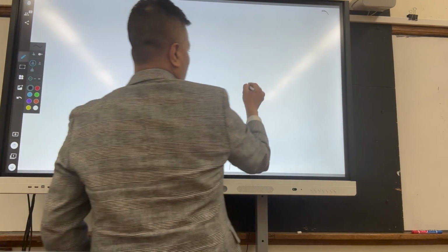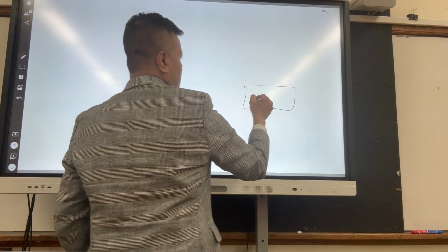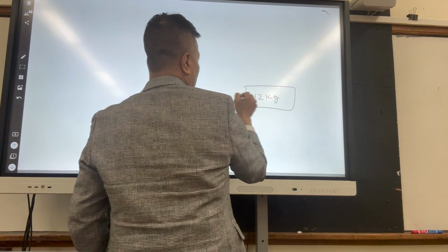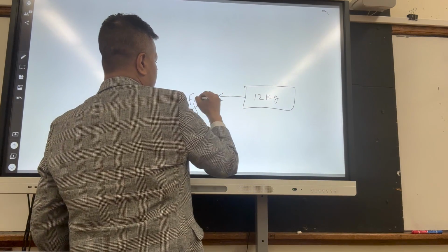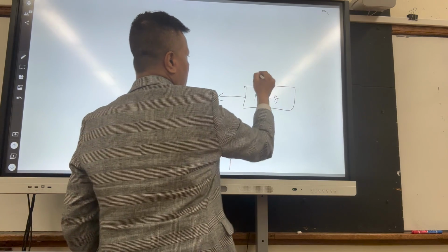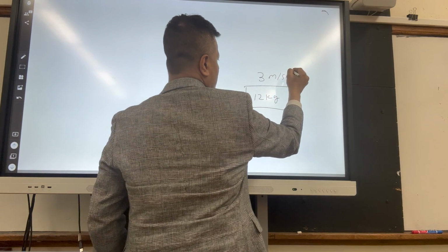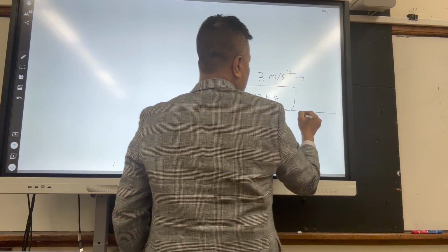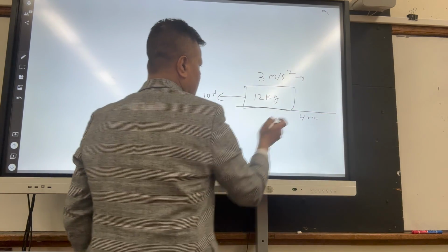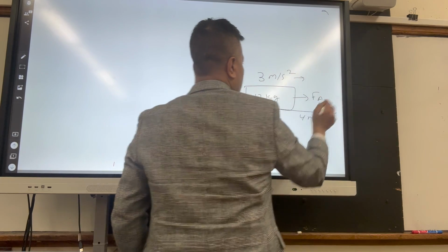the work done by the applied force. This is 12 kilogram. This is the friction force, which is 10 Newton. This is moving with 3 meter per second squared in this direction. This is 4 meter. Applied force. Work done by applied force.